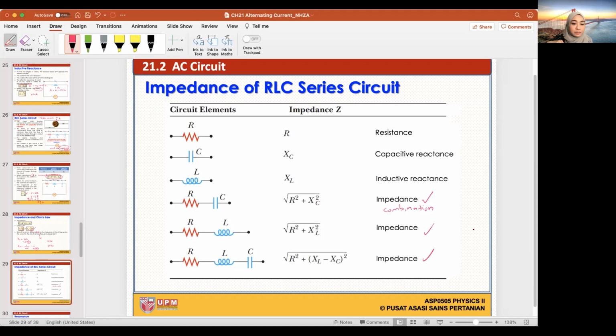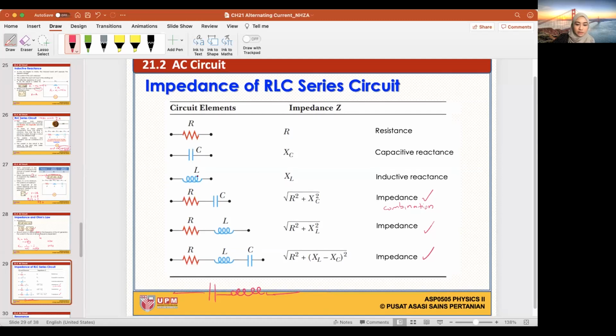I don't know if you're going to ask me this question, but I will ask myself. Can we have a combination of capacitor and inductor only? Does anyone know what the answer is? Can we have a combination of capacitor and inductor only? Why didn't I draw this? Can we have this combination? If not, why? That's the question.